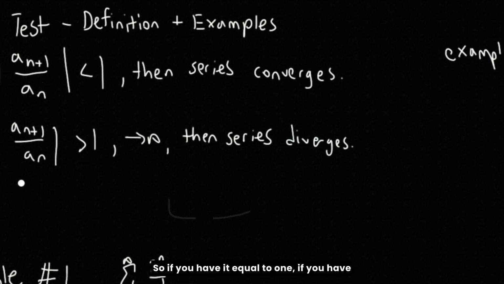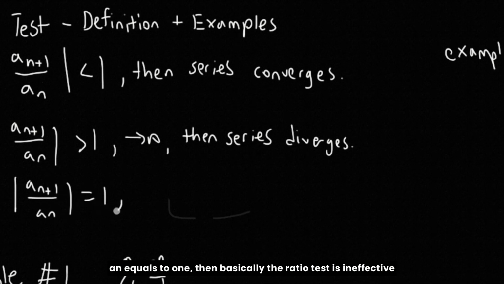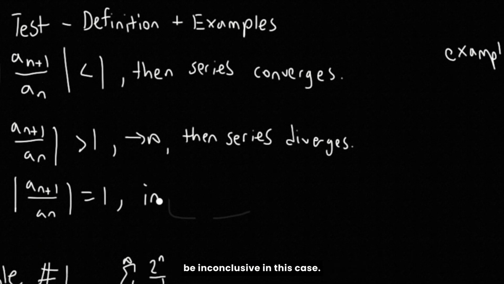If you have the limit as n approaches infinity of a of n plus 1 over a of n, and it equals 1, then basically the ratio test is ineffective, and you need to use another convergence test. So the ratio test will be inconclusive in this case.